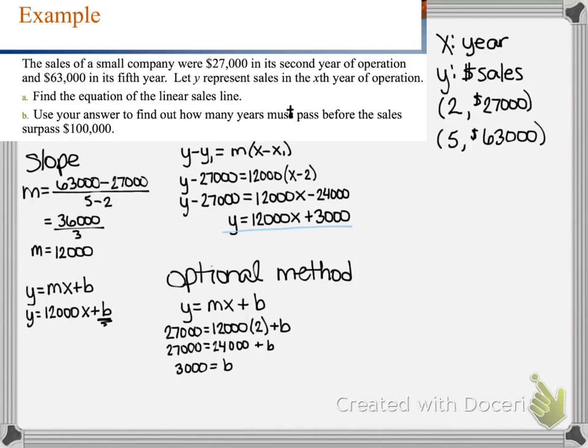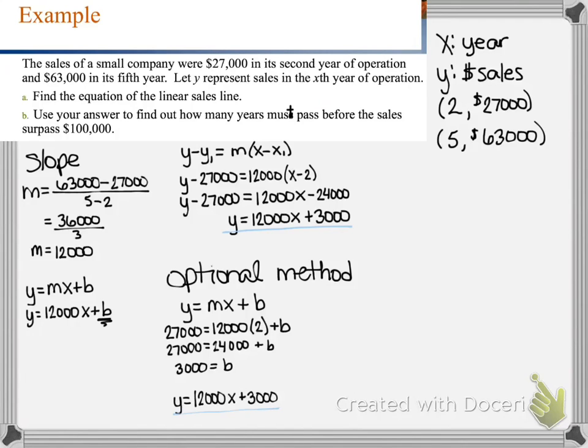So in this case, we know our answer is going to be y equals m, which is 12,000, x plus B, now we know B. B is 3,000. Now notice this is the same answer we got before when we used the other method. Like I said, either way is fine. A lot of my students prefer this way.